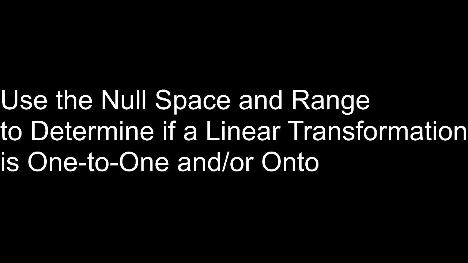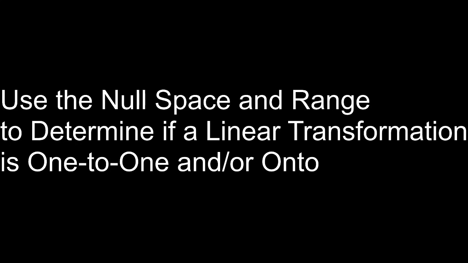So in this video I'm going to start off by stating some important results, not going into the proofs of them, but an important result about the null space and the range of a linear transformation and what that could possibly tell us about whether or not the transformation is one-to-one or onto.